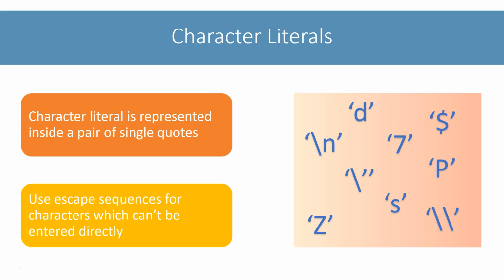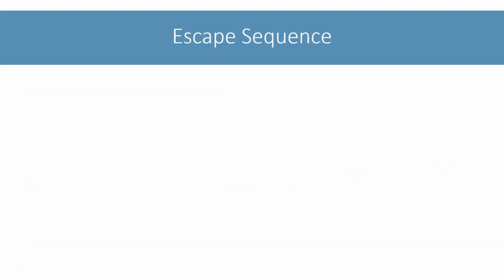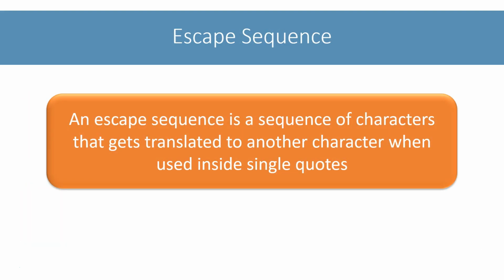For example, what if you want to specify the single quote character itself as a character literal? Newline is also a very common example which you can't enter directly inside the single quotes. For such scenarios, we use escape sequences. An escape sequence is a sequence of characters that gets translated to another character when used inside single quotes. We can specify a character which is difficult or impossible to represent directly using its escape sequence.